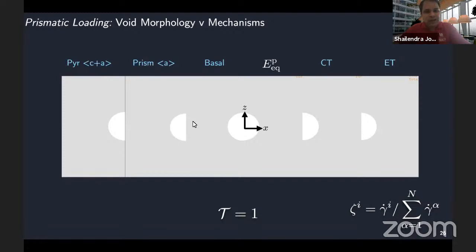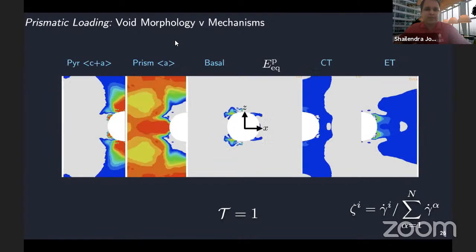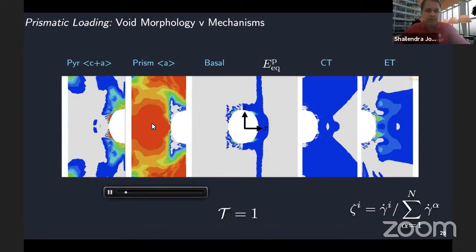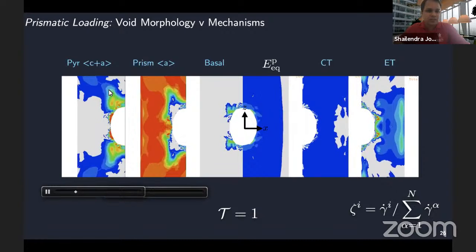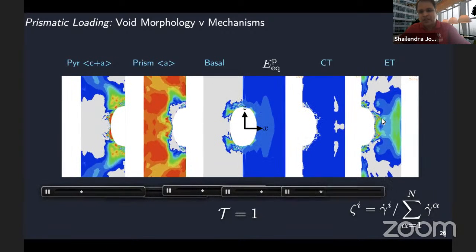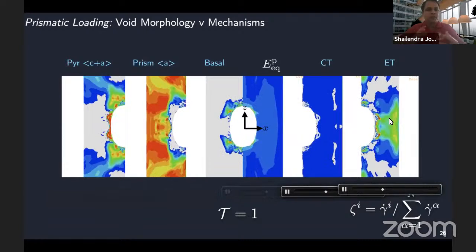Each of the halves that you see is going to show you the activity of a particular mechanism: pyramidal C plus A, prismatic A, basal, contraction twin, extension twin, and the central half on the right side is going to show how it affects the equivalent plastic strain. So let me play the movie. It's going to be quite busy, but let me just play the movie. And what you see is that prismatic loading becomes dominant as expected, but as deformation proceeds, you see other mechanisms like pyramidal C plus A, contraction twin and extension twin being activated in different parts of the region.